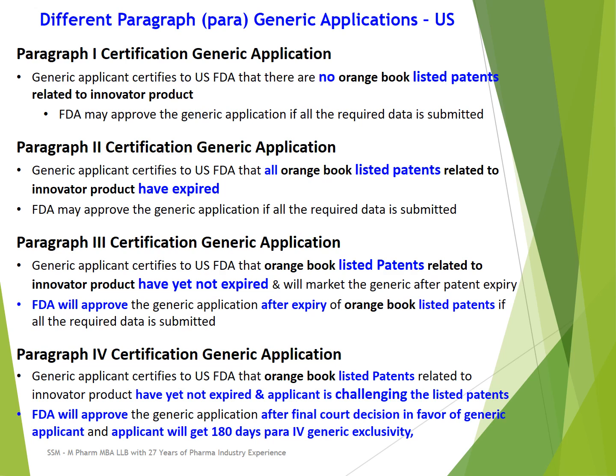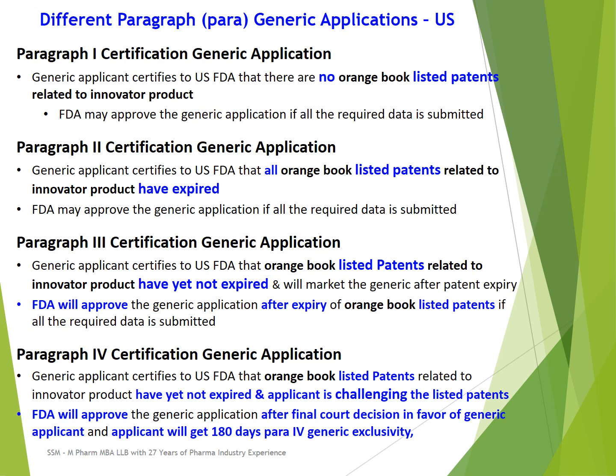Now the patent holder may sue, or file a court case against the generic applicant. In that case, the court will finally decide whether those Orange Book listed patents are valid or invalid, enforceable or not enforceable, or whether the generic product is infringing those patents or not. So FDA will approve the generic Para 4 certification application after a final court decision which is in favor of the generic applicant.